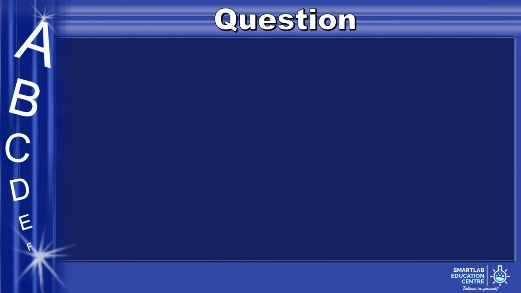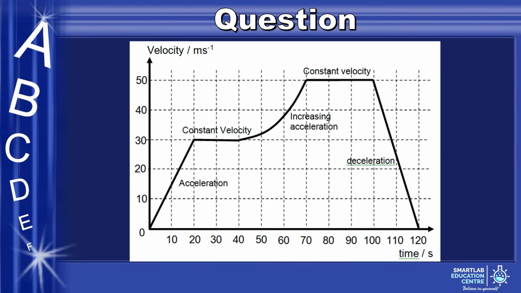Now, let us look at a different graph. Here is the velocity time graph. Take note that although the shape is similar to the previous one, which is a displacement time graph, this particular one is a velocity time graph. Do check the quantities before jumping into the question.